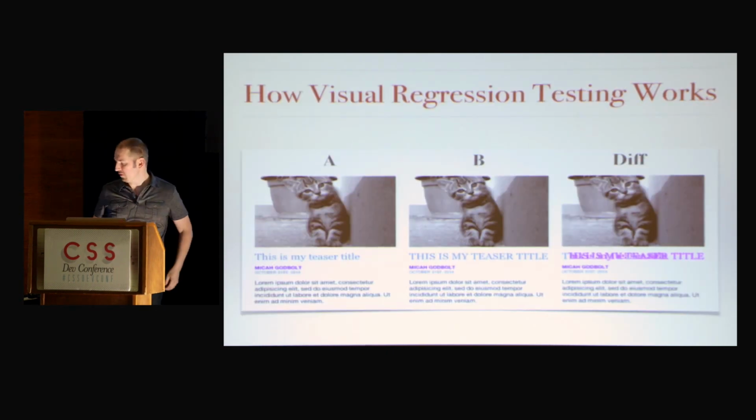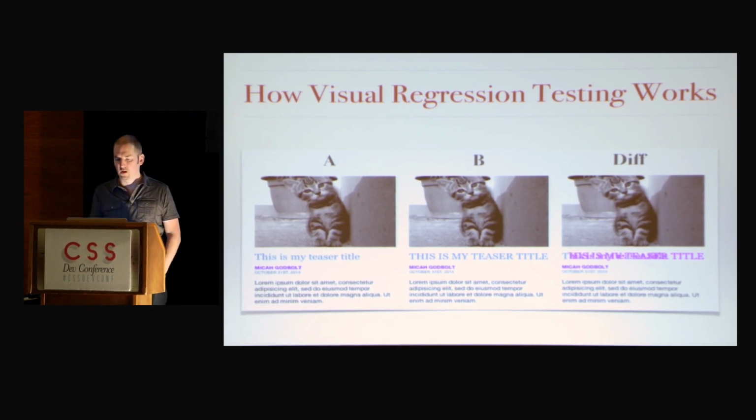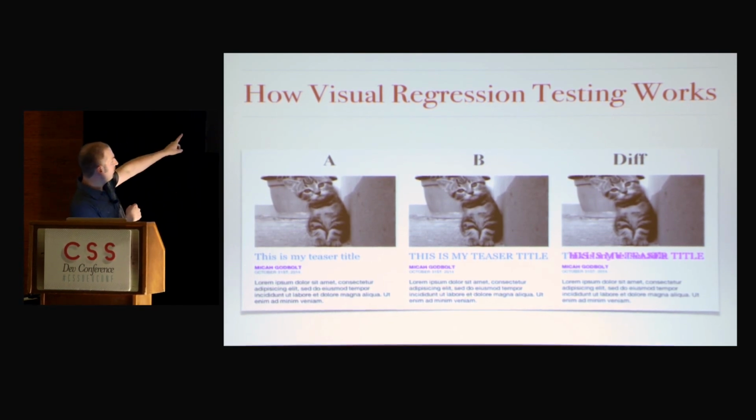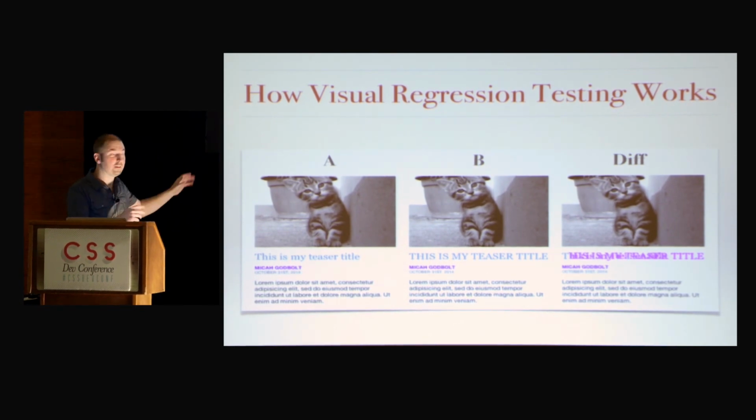So how does visual regression testing actually work? What are we testing? Are we testing functions? Are we testing people clicking on a page? No, what we're actually testing is pixels. We're taking kitten A, comparing it to kitten B, and finding out the kitten hasn't changed, but the title underneath that kitten has changed from lowercase text to uppercase text. And we can see that on the third image, the diff.